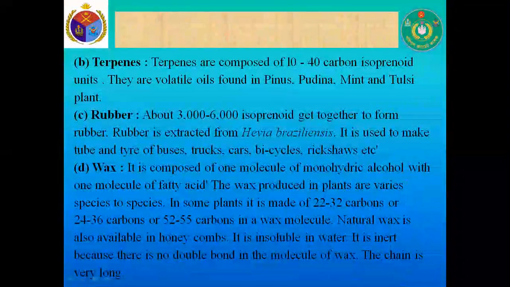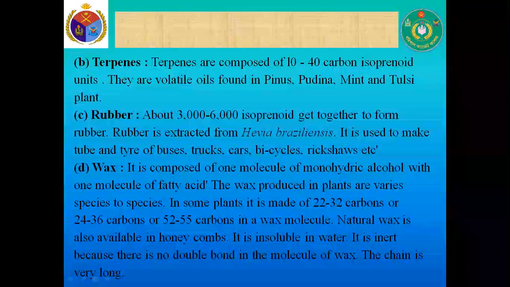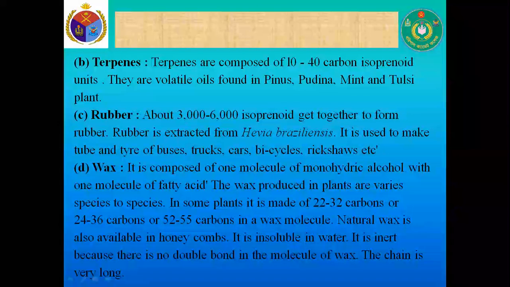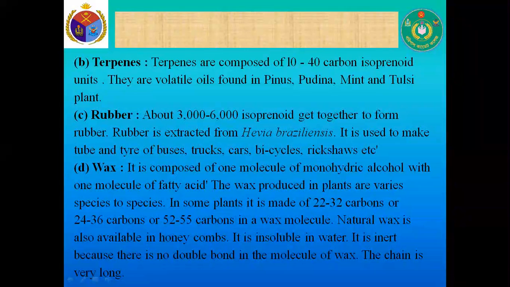Now, what are terpenes? Terpenes are composed of 10 to 40 carbon isoprenoid units. They are volatile oils found in peanuts, pudina, mint, and tulsi plants. Now, rubber. About 3,000 to 6,000 isoprenoids get together to form rubber. Rubber is extracted from the Hevea brasiliensis plant. It is used to make tubes and tires of buses, trucks, cars, bicycles, rickshaws, etc.